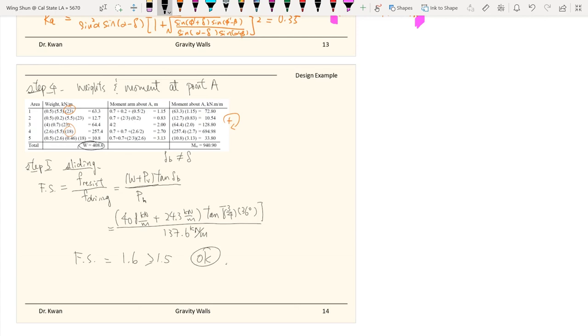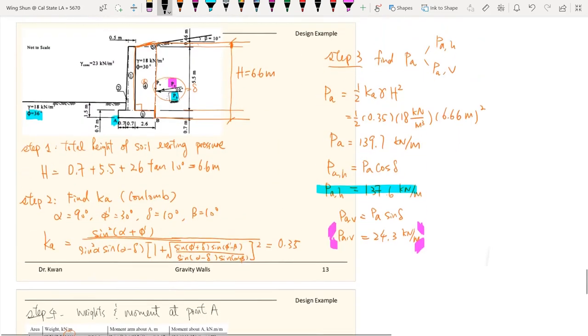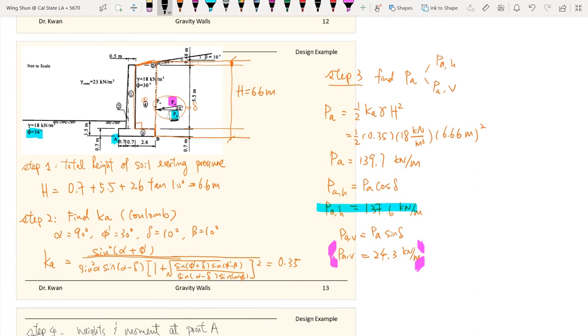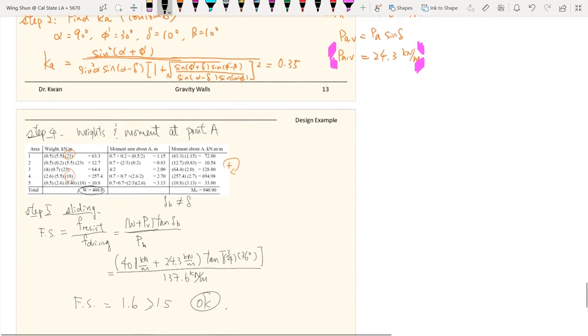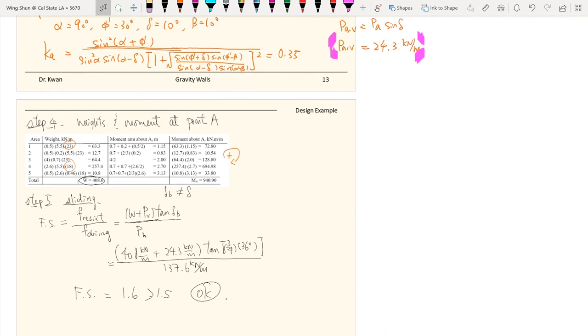So if this doesn't work out, if you find the factor of safety ends up being something less than 1.5, like 1.0, 1.1, or 0.9, then we need to go back and change our design, either change the dimensions or the width, or maybe find some materials with a lesser unit weight, so you will decrease the weight that you need to design for. So it will be an iterative process.